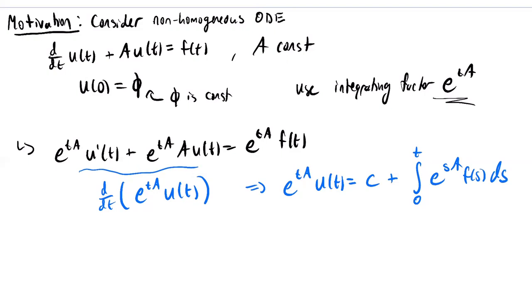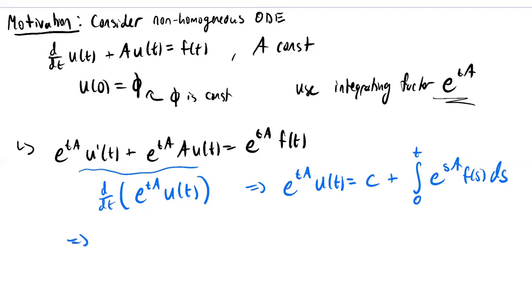To check this, just differentiate both sides, right? The left-hand side, I get the derivative of e to the ta times u, which is what I had on the left. And then on the right-hand side, if I differentiate the constant, it becomes 0. And then if I differentiate this integral with respect to t, using the fundamental theorem of calculus, you plug in t and you get e to the ta times f, right?